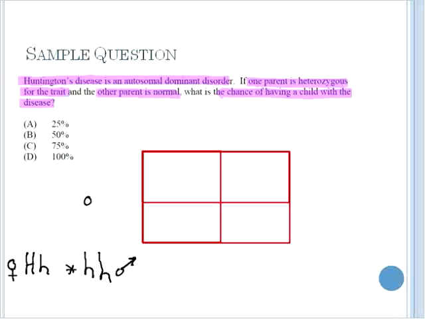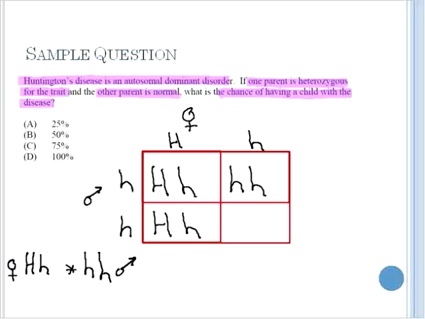We'll write the father on the side, little h, little h. We'll write the mother across the top, big H, little h. Completing the square, big H, little h, big H, little h, little h, little h, little h, little h. As this is a dominant disorder, the presence of a single form of the allele, in this case big H, would result in the child having the disorder.